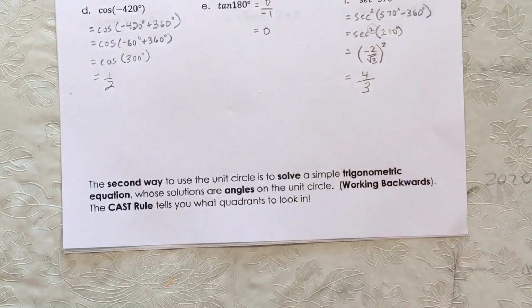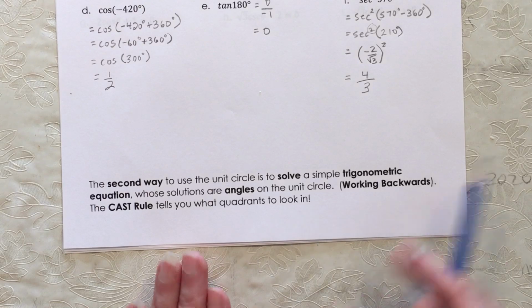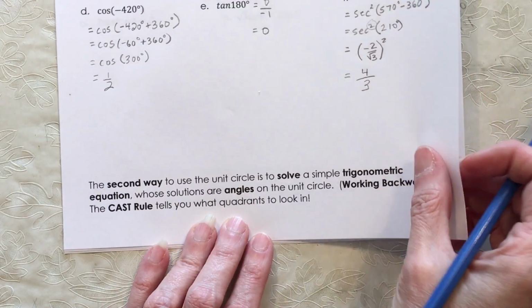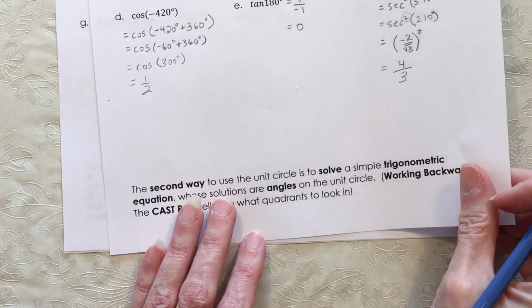So the second way to use the unit circle is to solve a simple trig equation whose solutions are angles on the unit circle. So I consider it kind of working backwards. So we're going to be looking at a simple trig equation and figuring out the solution, which is going to be an angle. And the cast rule we can also apply. It's going to tell us what quadrants on the unit circle to look in. Okay, again, this is important for grade 12, that we start off learning to solve these trig equations.